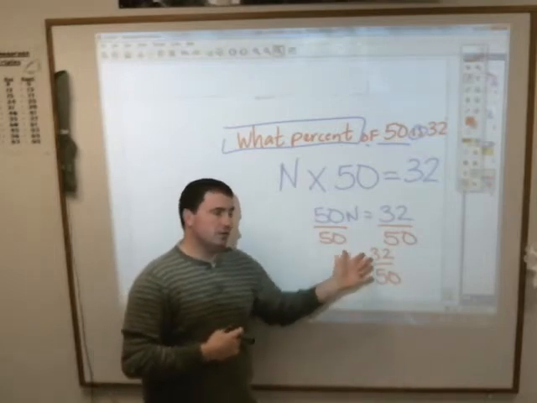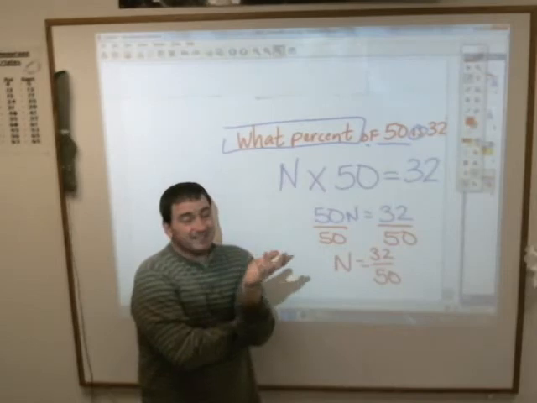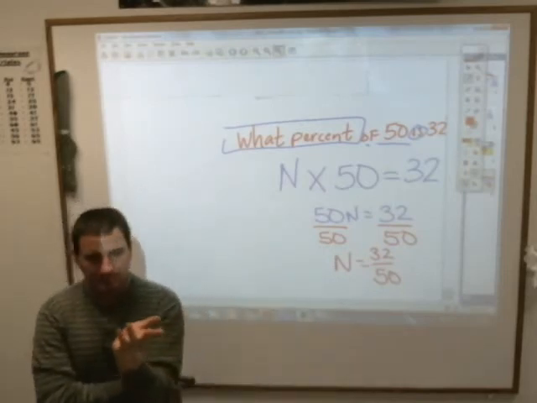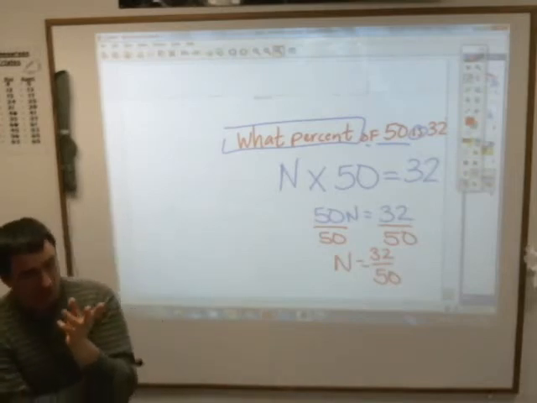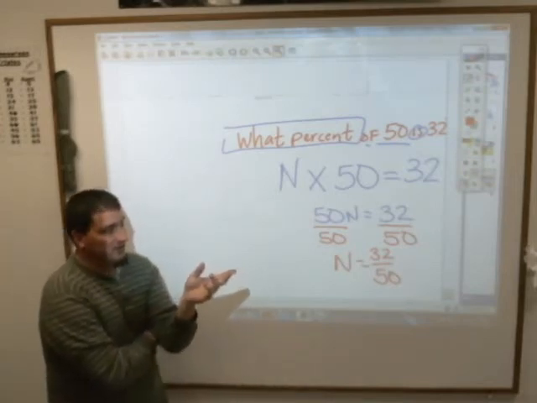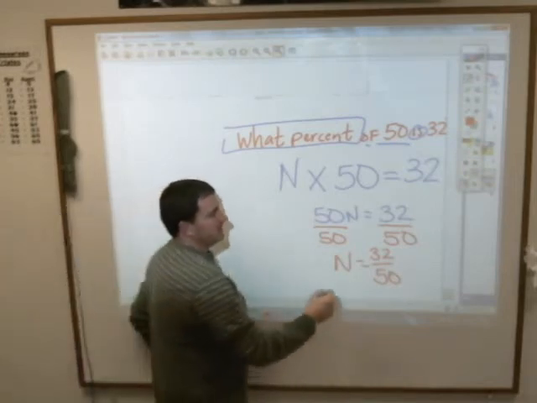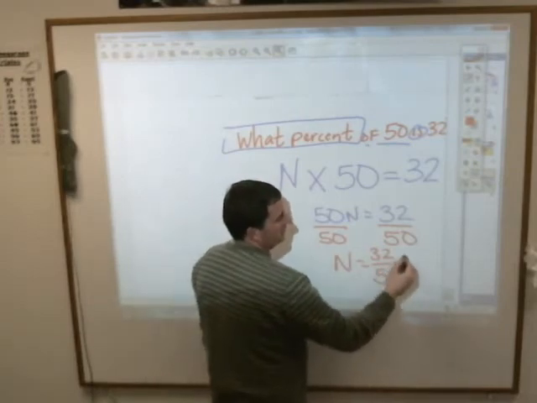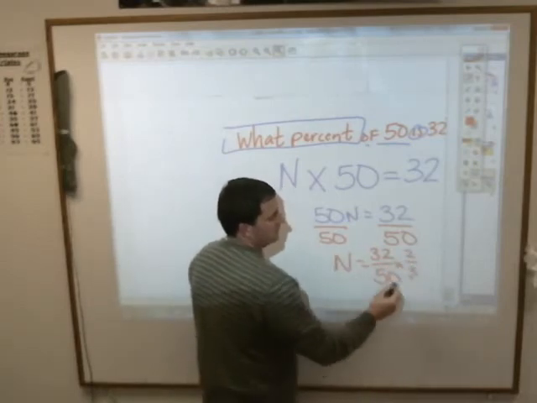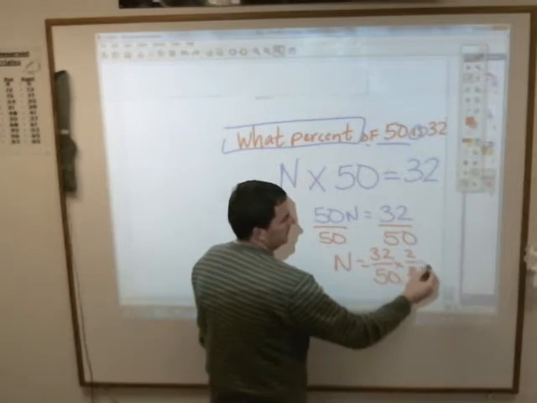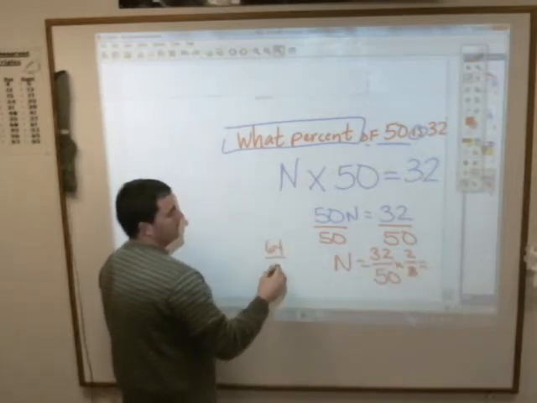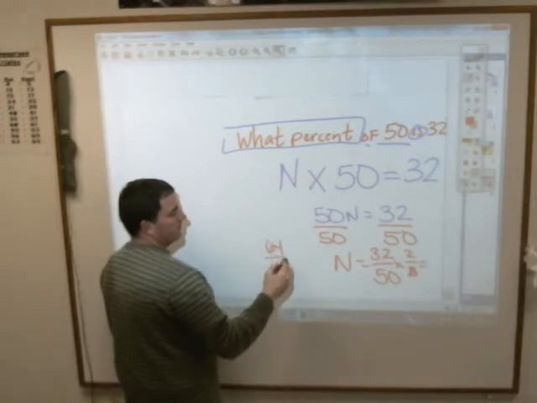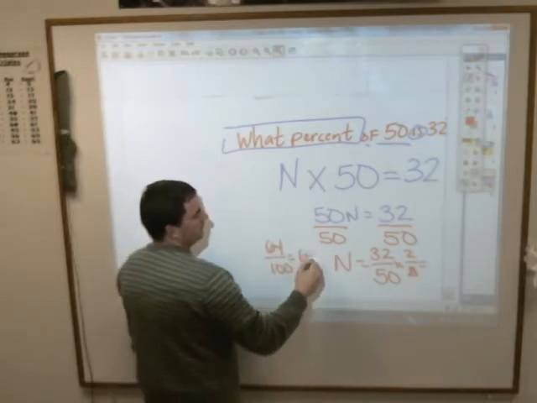So here's where 32 over 50, easiest way to change that to a percent, there's a few different ways you could. Is that the easiest way to change a percent, Nathaniel? Multiply both by 2, so 50. Exactly, because percent means out of 100, multiply by 2 over 2, and you get 64 over 100. What percent is 64 over 100? 64%.